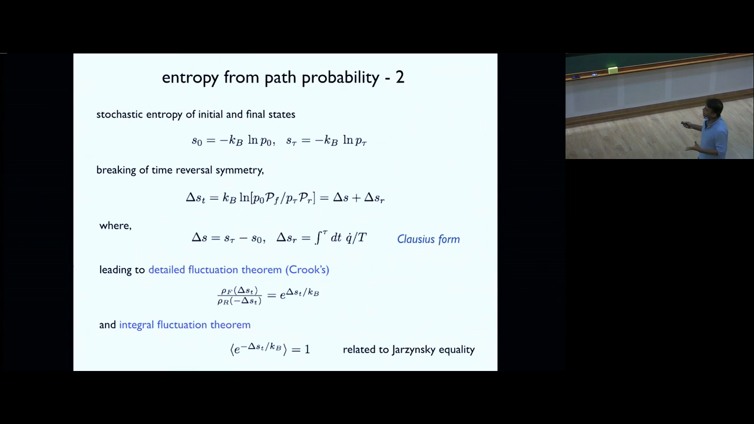So then one can show using this relation, this forward probability and reverse probability ratio, one can show that the total entropy production in the forward path, delta st, that probability of that, and the ratio of the minus delta st, they obey this detailed fluctuation theorem structure. And of course, it's related to the integral fluctuation theorem, which is again related to Jarzynski equality, etc. So these are the things we can get from a single Brownian particle driven by external forces.